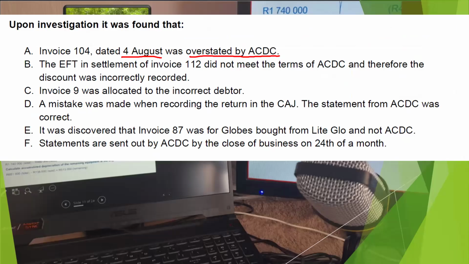Now, when you go to B, it says the EFT in settlement of invoice 112 did not meet the terms of ACDC and therefore the discount was incorrectly recorded.